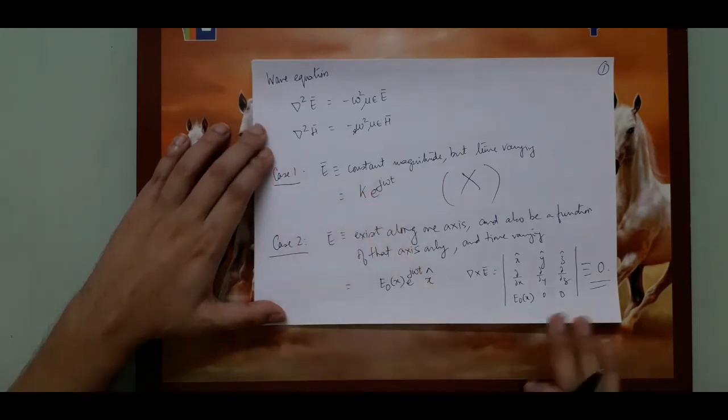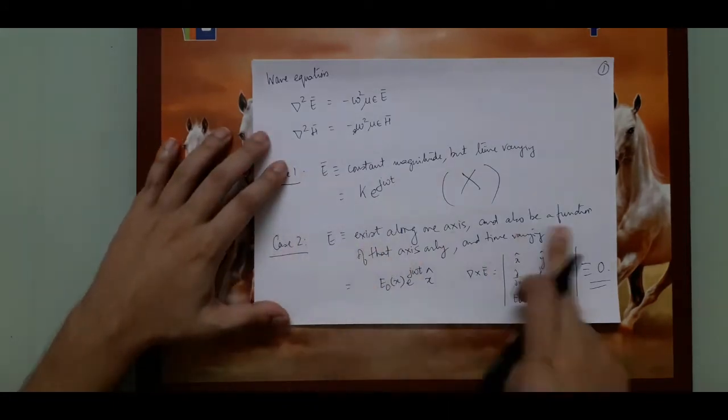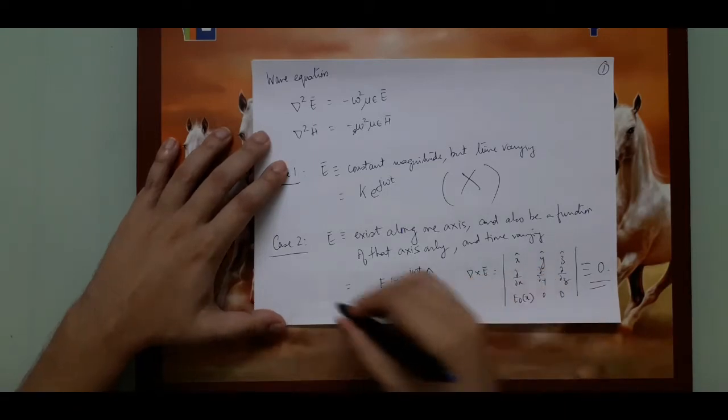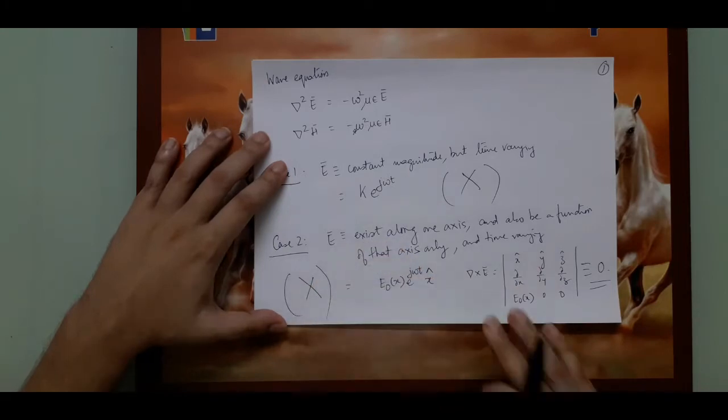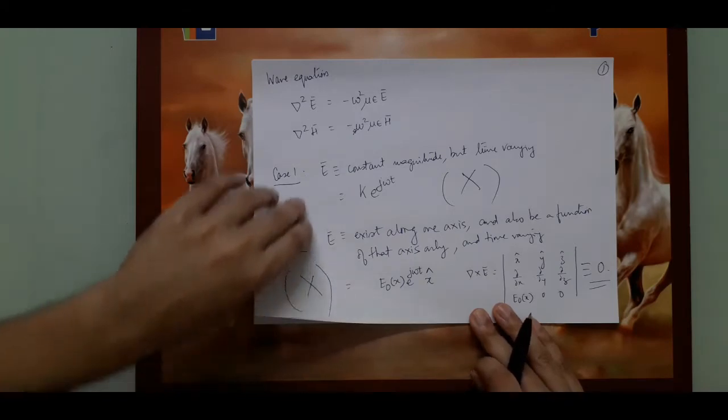So two cases we saw. Constant magnitude but time varying is not possible. And one field existing along one axis and also being a function of that axis is also not correct. So therefore both of these are incorrect forms. Now let us take case 3.